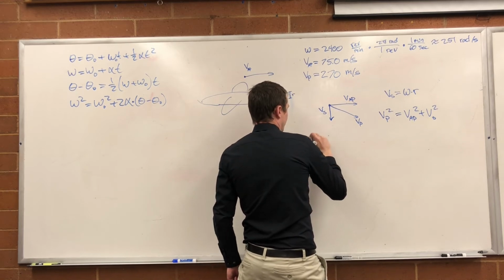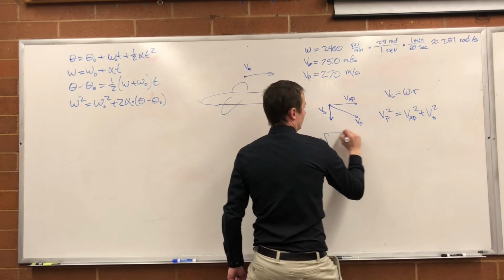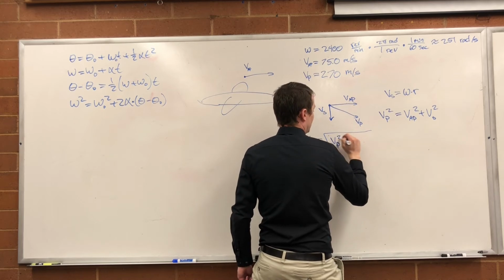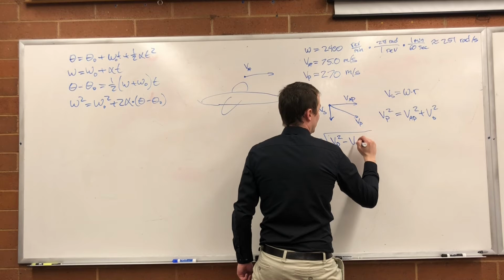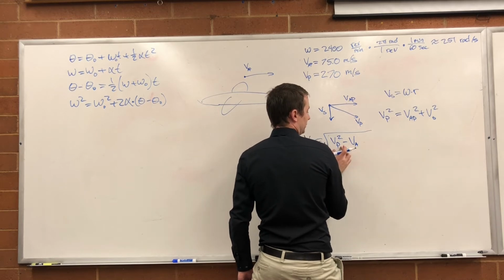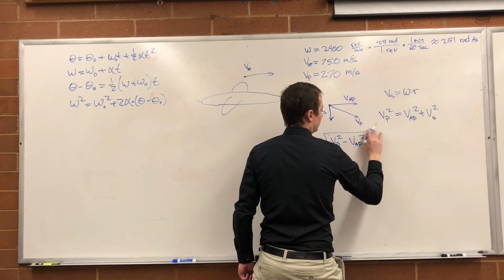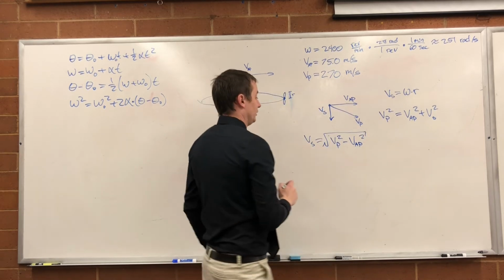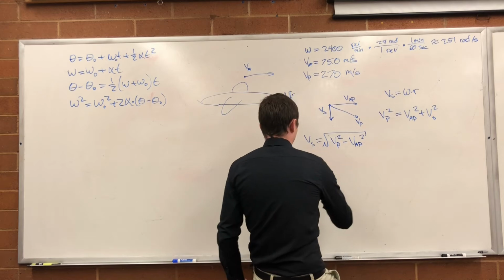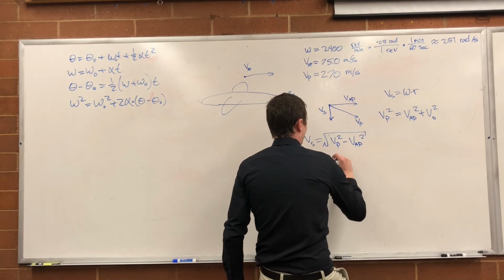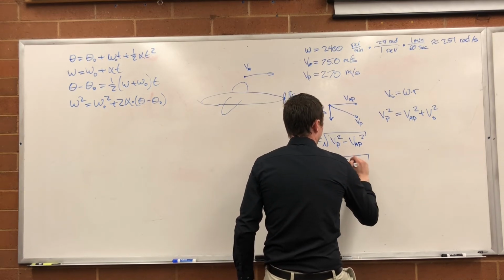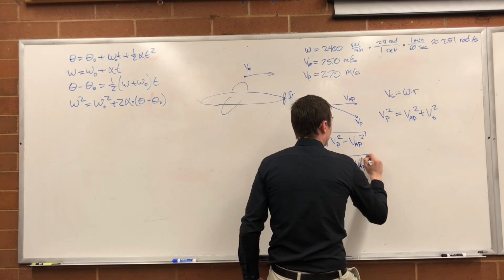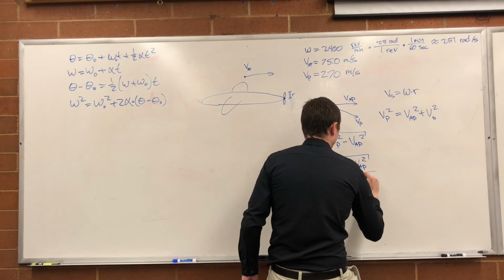Okay. So the velocity due to spinning is equal to the square root of the velocity of the propeller squared minus the velocity of the airplane squared, right? And so now we get r is equal to the square root of the velocity of the propeller squared minus the velocity of the airplane squared, all over omega.